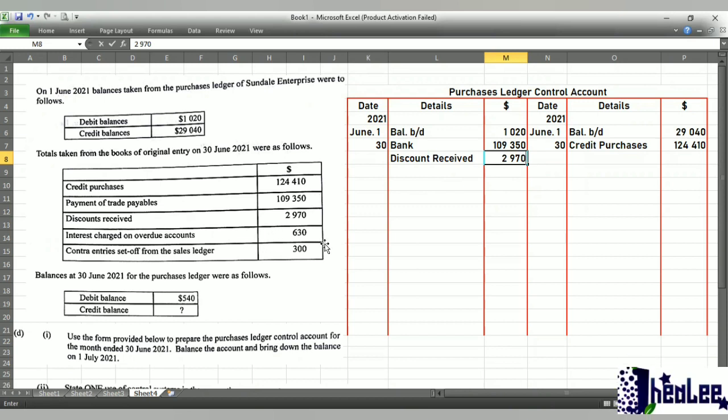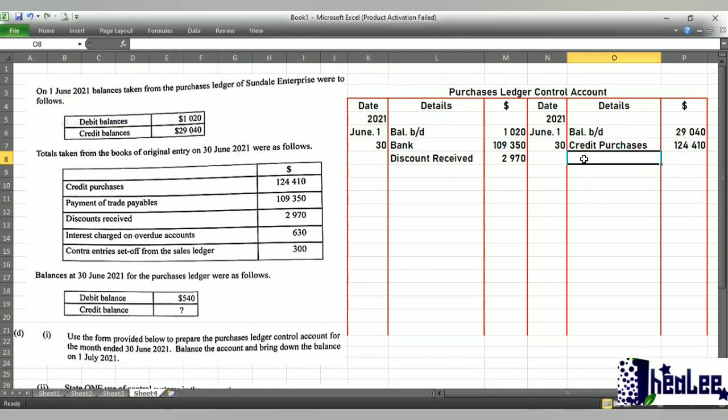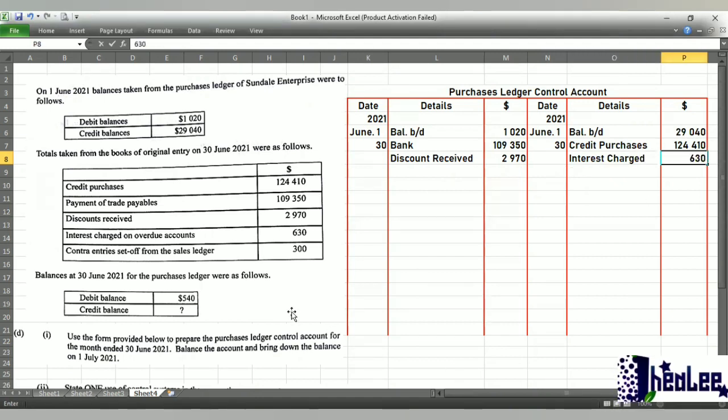This is going to increase the value of what you're owing to your creditors. So therefore, that's a credit entry, and you can call that interest charged. And the amount of interest charged there is $630.